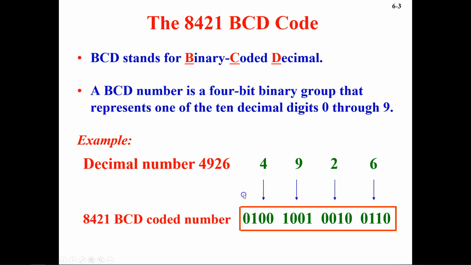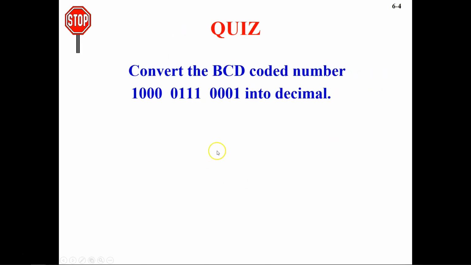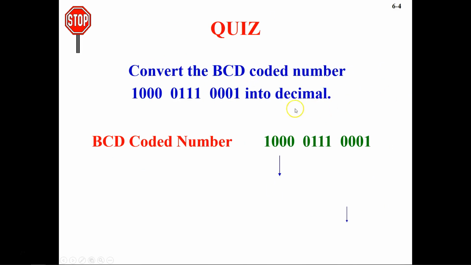Now let's see next. We have a quiz question here. It says convert the BCD coded number into a decimal. So our binary number is given and we have to convert it into decimal. Here also you can use the place value method. You know that this is going to be 1, this is 2, and 4 and 8. Based on that you can calculate which number is which. For this case you can see that 1 is there only at the 1's place and the rest of them are 0. So this is going to be 1.